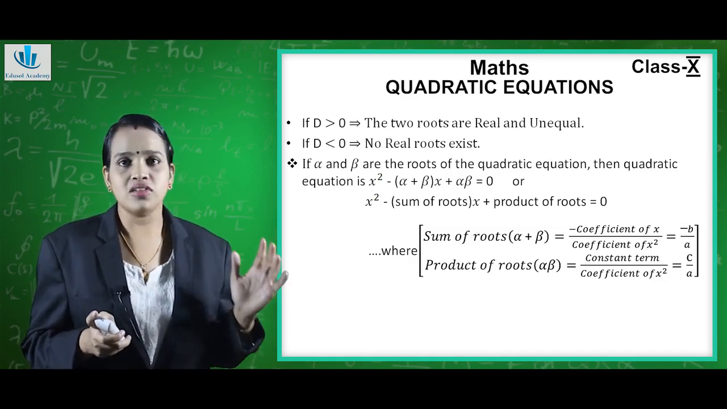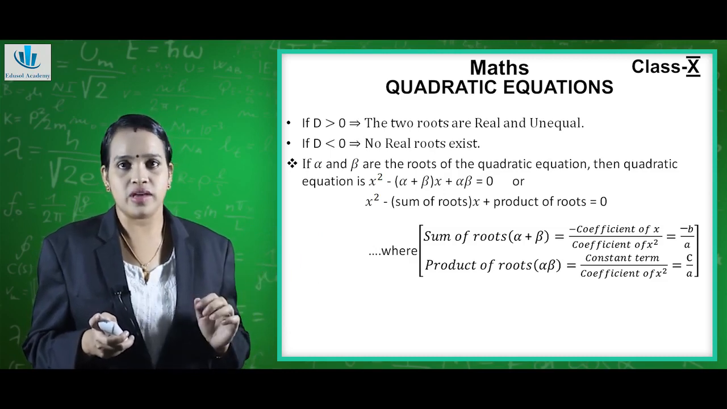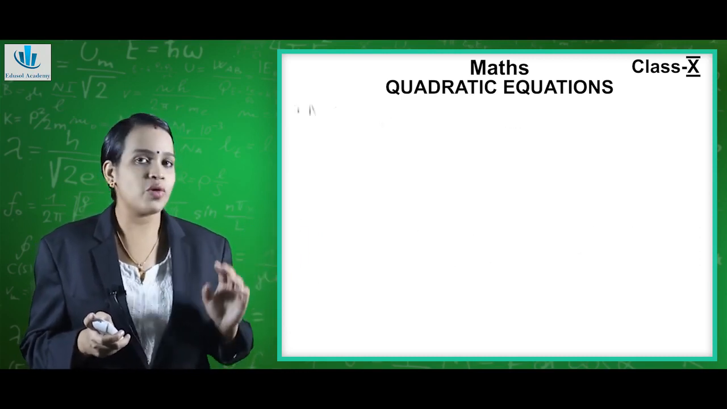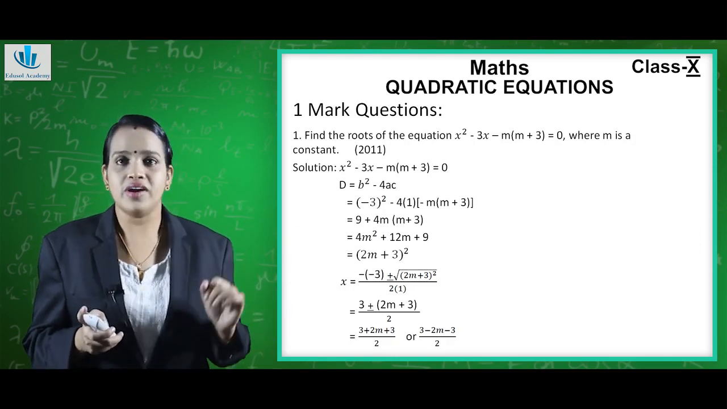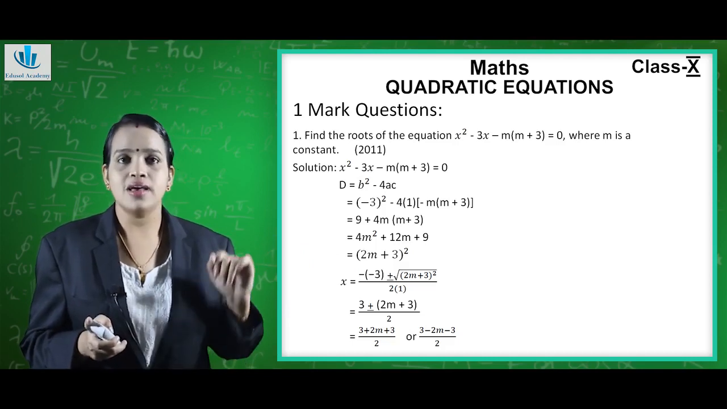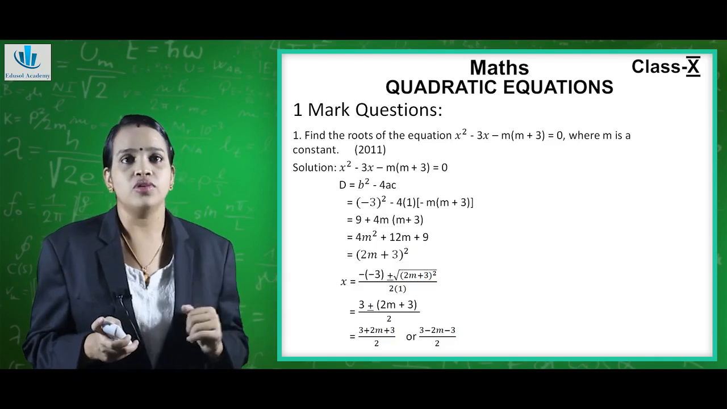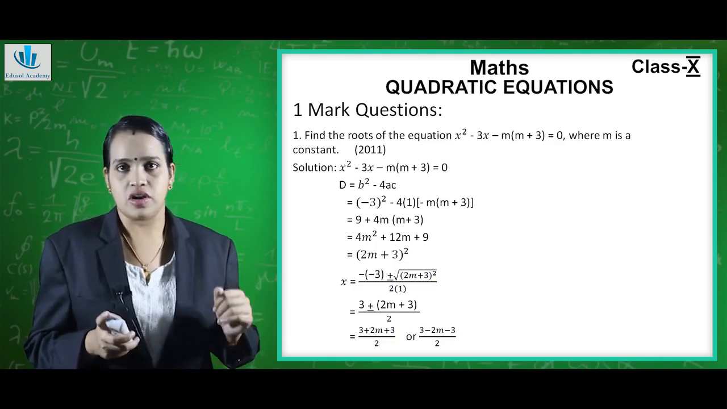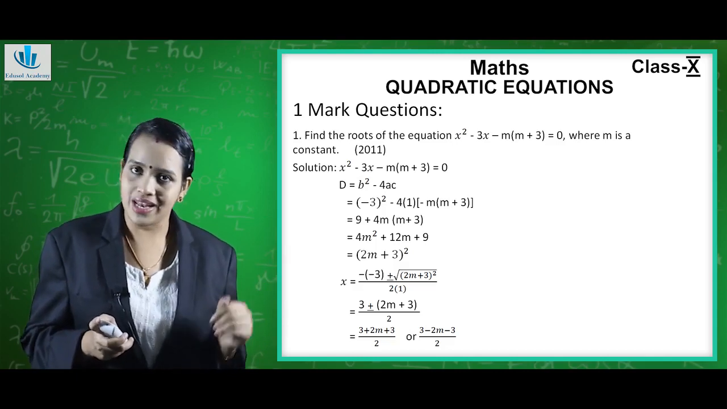Now we have covered all the concepts in this chapter. Now we will see how to solve problems based on this chapter. For the 1 mark question, we will see how to solve it. Our first question is, find the roots of the equation x raised to 2 minus 3x minus m into m plus 3 is equal to 0, where m is a constant. Now we have to find the roots. This question appeared in the year 2011.